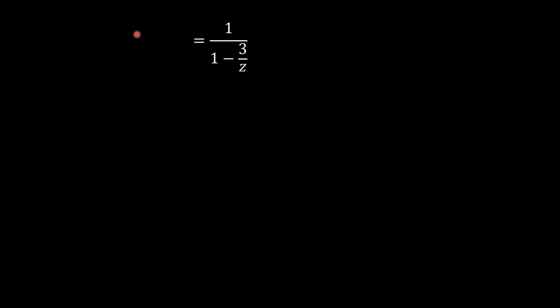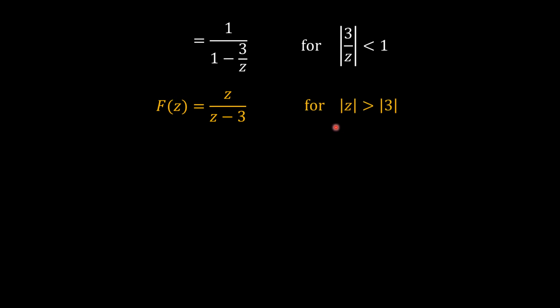Therefore, the infinite sum will be given by the first term, that is 1, divided by 1 minus the common ratio, which is 3 upon z. And it is true for mod of 3 upon z, that is the modulus of the common ratio, strictly less than 1. Simplifying the expression, we will get f of z equal to z divided by z minus 3 for mod z greater than 3.